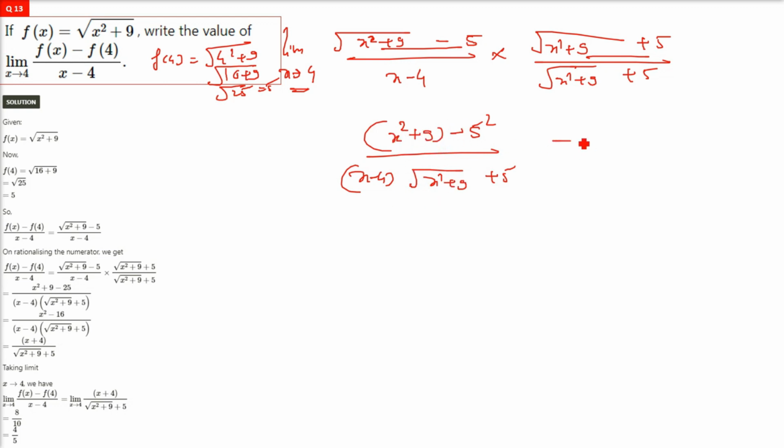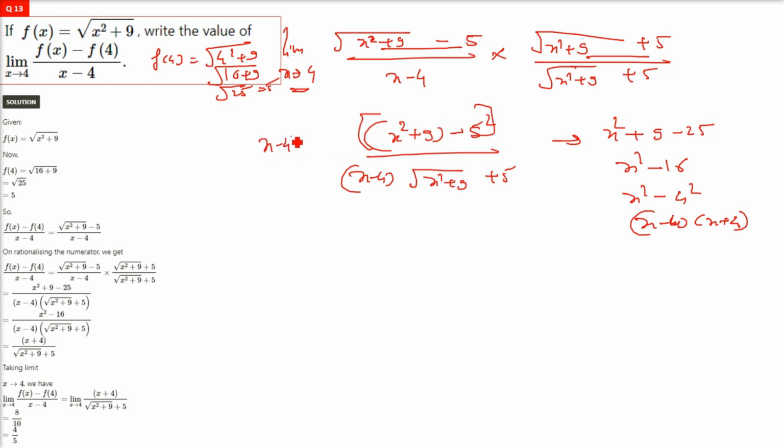x square plus 9 minus 25, x square minus 16 it is. x square minus 4 square it is. x minus 4 into x plus 4 it is. So you have a minus b, a plus b: x minus 4, x plus 4. Just write it here. So I'm just replacing it by x minus 4 into x plus 4, and this all is going with the limit. Okay, it is not what I have written. It is actually limit x tends to 4.